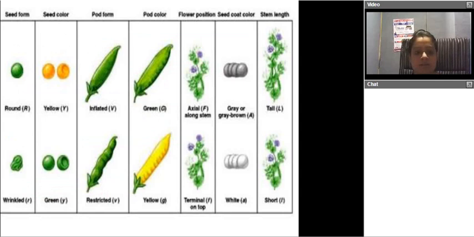Mendel selected 7 contrasting characters. The first one is the seed form, that may be round or wrinkled. The second is the seed color, that may be yellow or green. The pod form, that may be inflated or restricted. The pod color, that may be green or yellow. Flower position, that may be axial along the stem or terminal on the top. The seed coat color, that may be grayish brown or white, and the length of the stem, that may be tall or short. So, here are the 7 contrasting characters studied by Mendel in detail.